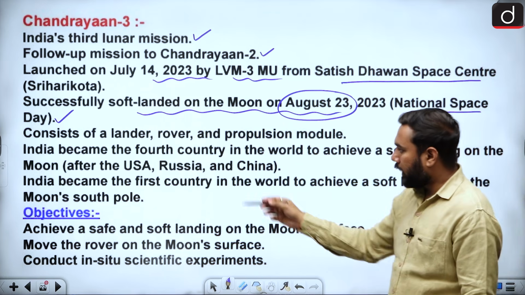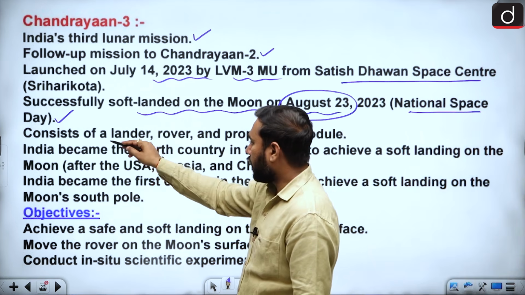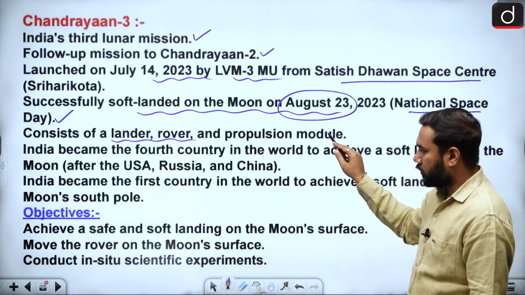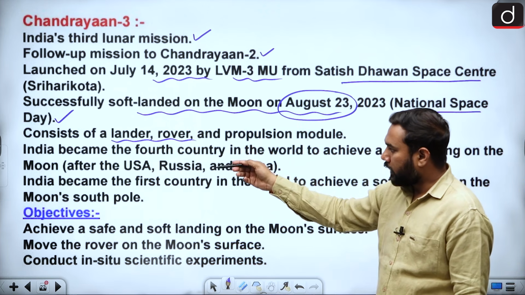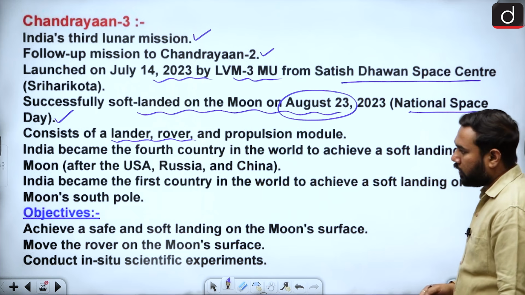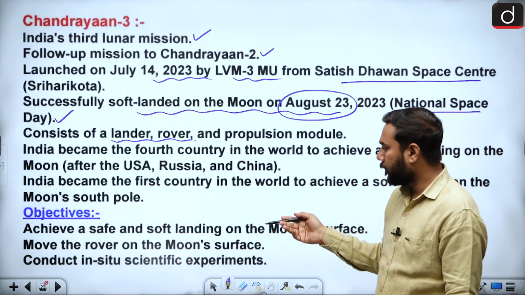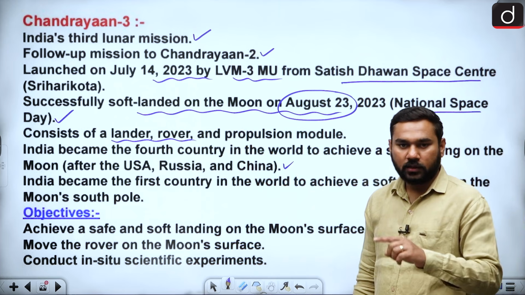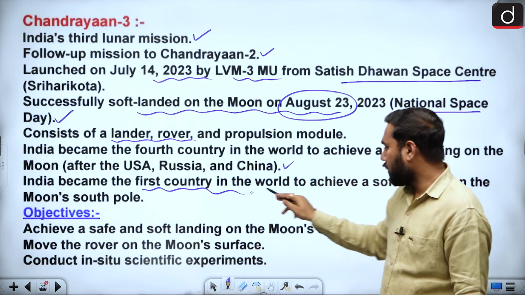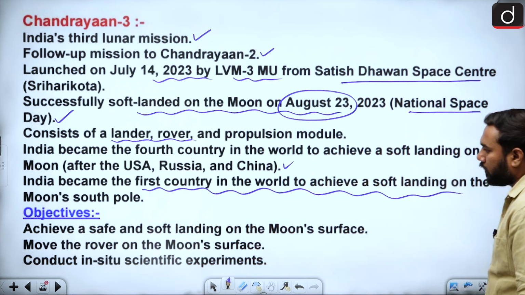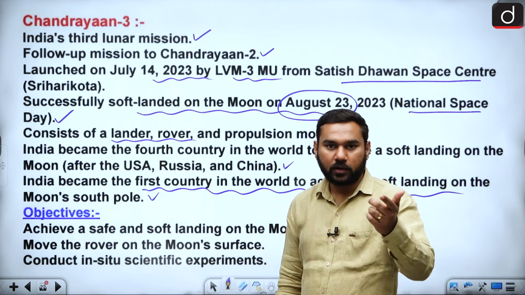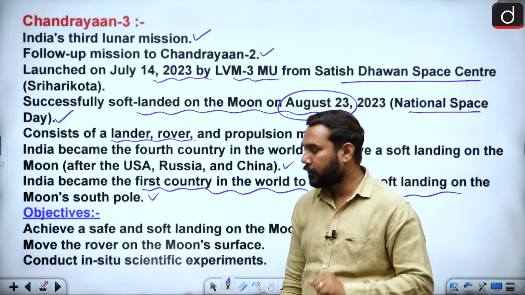This is a very important one, because the landing day is known as your National Space Day. It consists of a lander and rover, we know it. We are placing the lander and rover and a propulsion module. So India became the fourth country in the world to achieve a soft landing on the moon after the USA, Russia and China. But in reaching the South Pole, we are the first country. India became the first country in the world to achieve a soft landing on the moon's South Pole, because this is the faraway point that cannot be seen from Earth.